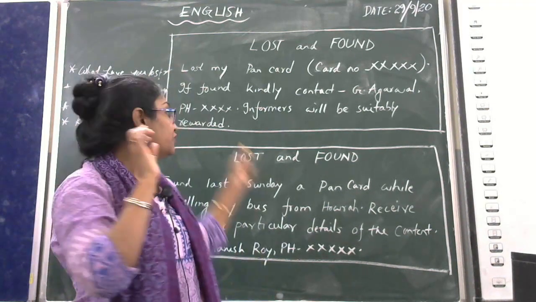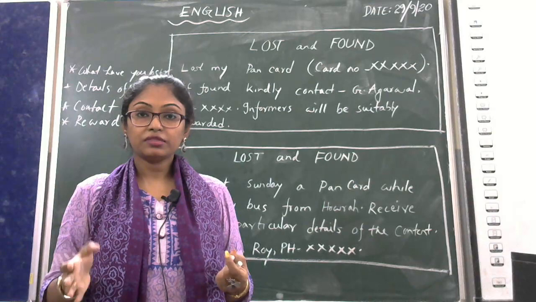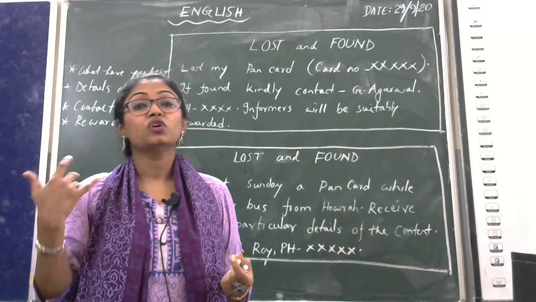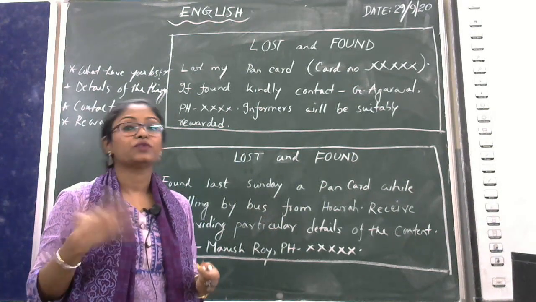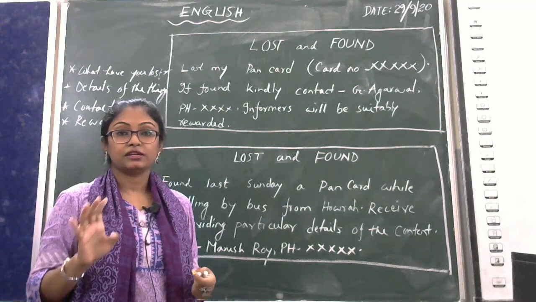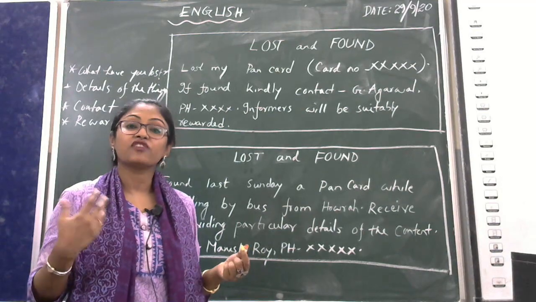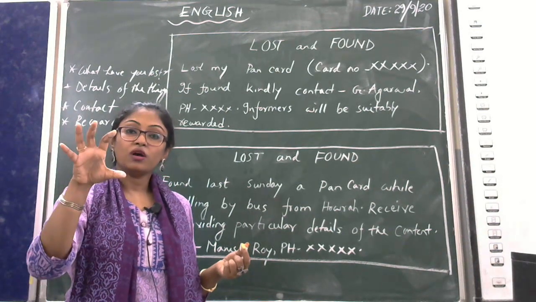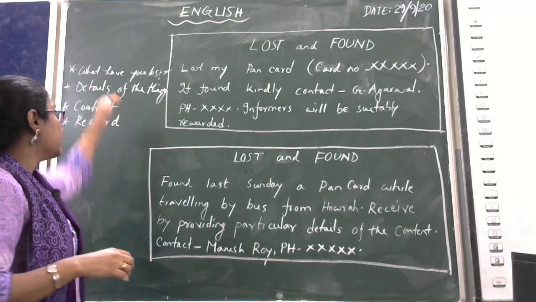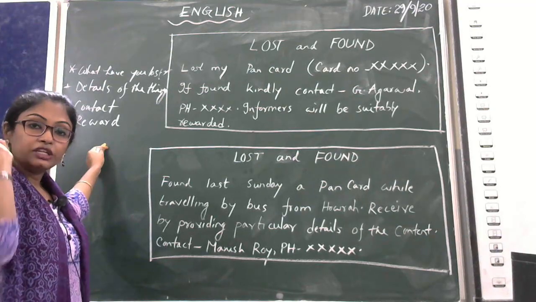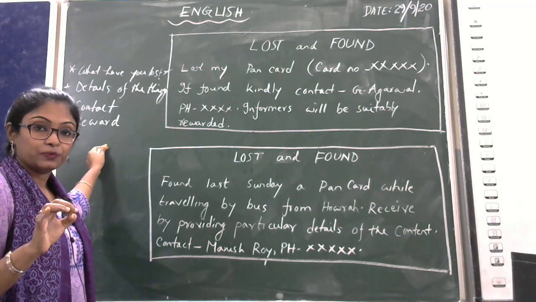So when it is told that informers will be suitably rewarded, the informer will also take interest to call you. This is optional, totally depending on you. If you want to write, you can write. If you don't want to write, don't write it. But it makes the advertisement lucrative and attractive, so it will draw the attention of the reader. Okay. So these are the 4 things you have to keep in mind when writing the advertisement related to lost and found.